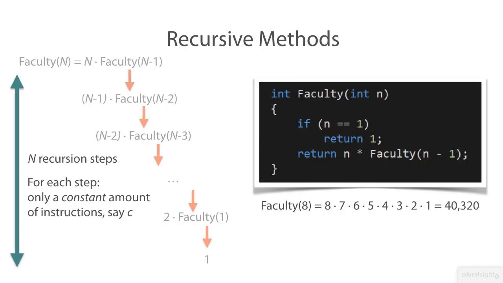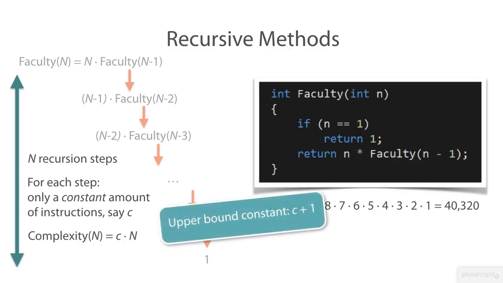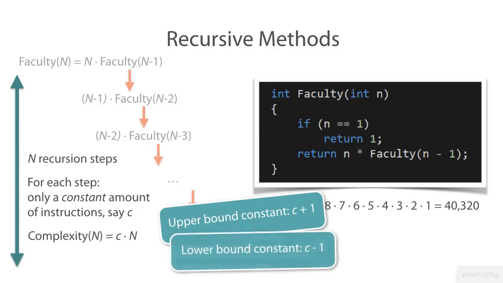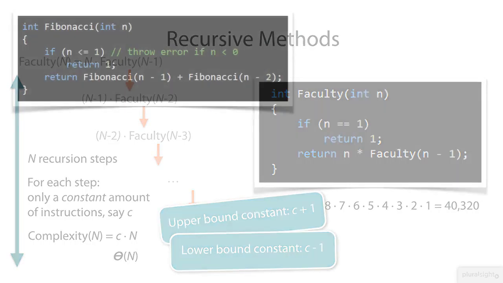In total, we get a complexity of c times n instructions, and we can use the component n and the slightly larger constant c plus 1 to express an upper bound of the complexity. Similarly, we can use c minus 1 to express a lower bound. And since we now both have a lower and an upper bound, we can denote the complexity with big theta of n. Let's try a slightly more complicated example.